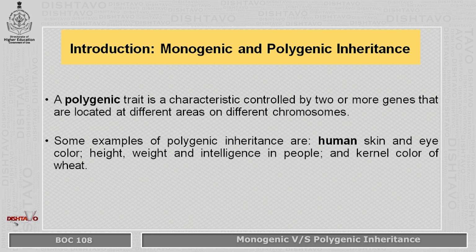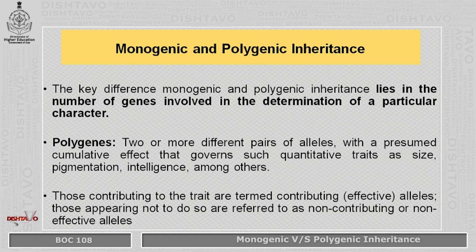Whereas a polygenic trait is a characteristic that is controlled by two or more genes that are located at different areas on different chromosomes. Examples of polygenic inheritance would be human skin color, human eye color, the height, weight, intelligence of people, and amongst plants, one example would be the kernel color of wheat. So the key difference between monogenic and polygenic inheritance lies in the number of genes involved in the determination of a particular character. So if we have to define polygenes, it would be two or more different pairs of alleles with a presumed cumulative effect that governs such quantitative traits like size, pigmentation, intelligence, etc.